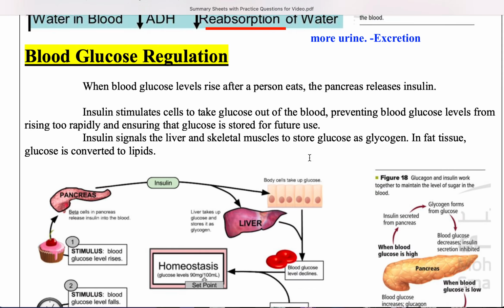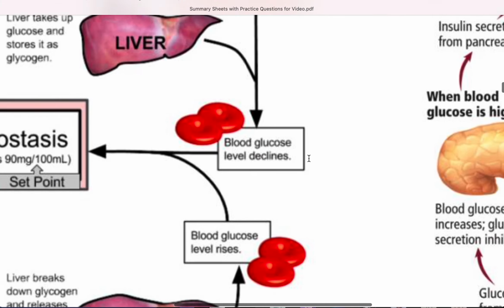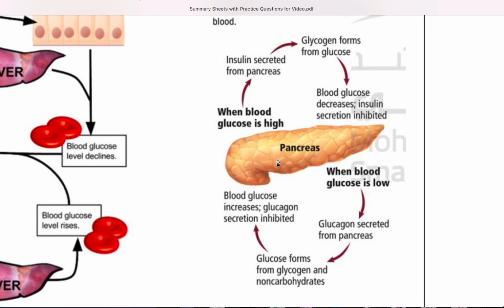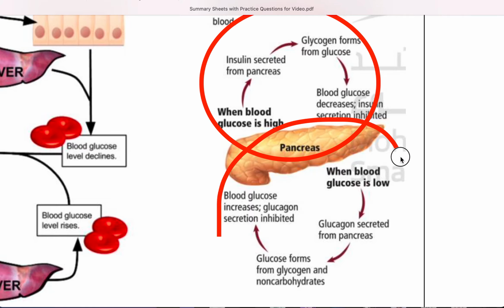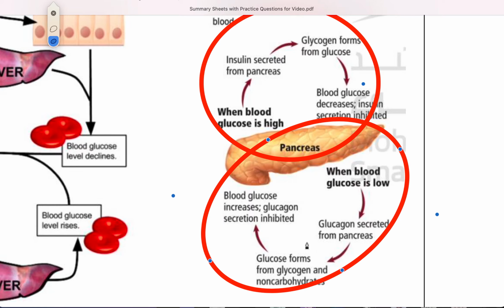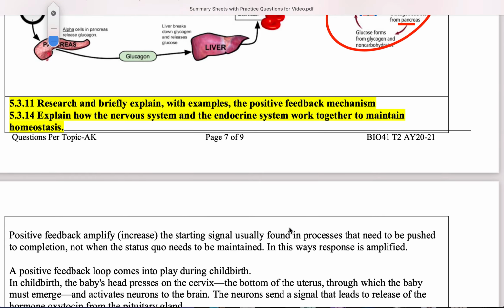Blood glucose is another example of the feedback mechanism. You can look into this diagram, negative feedback. One cycle goes like this, and another cycle goes like this. So this is another negative feedback mechanism. Whenever blood glucose is high, insulin will be released, glycogen is formed, and then the blood glucose level comes down to normal. But over here, if the glucose is low, the pancreas releases glucagon, and glucagon will break down glycogen, and that causes the blood glucose to come back.